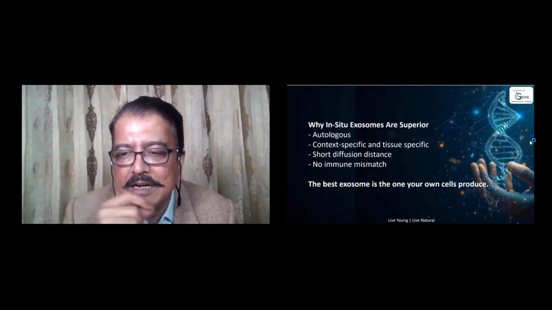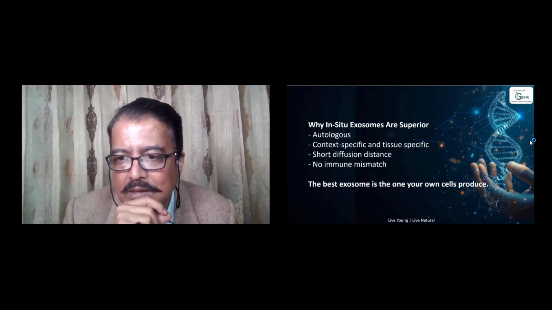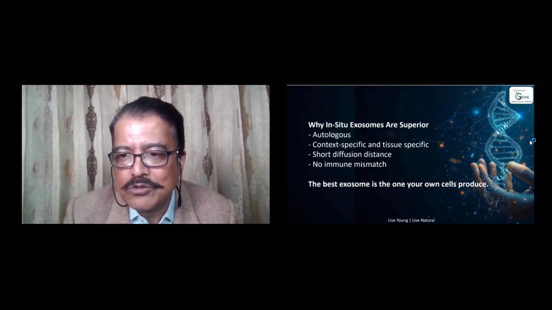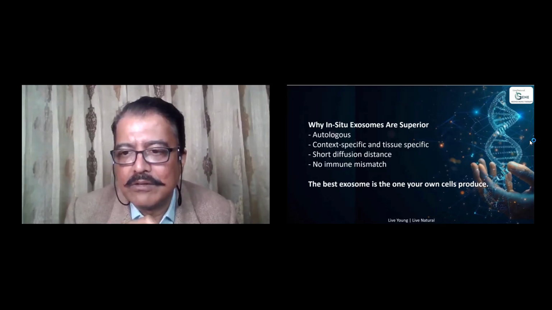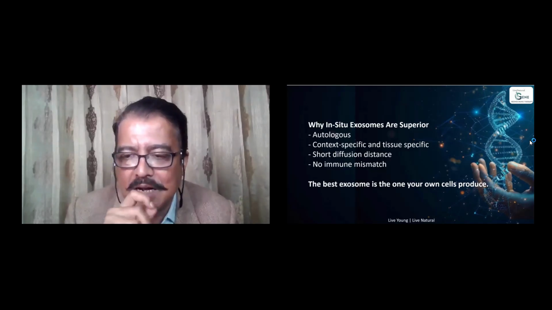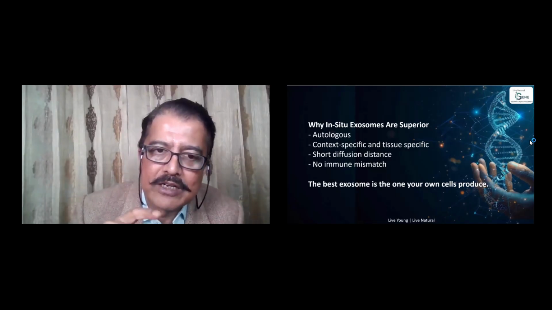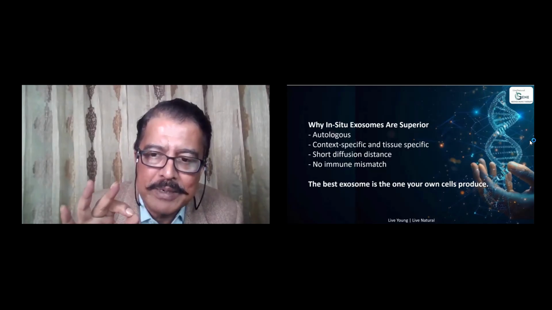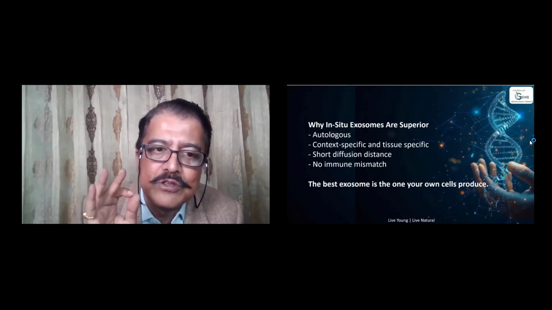When you take it from an animal or a rose, it is making exosomes for itself. Do you even know whether the cell is stressed or at rest or properly nourished or starved? But when we are doing it in our own body, that is in situ exosomes, they are context specific as well as tissue specific.